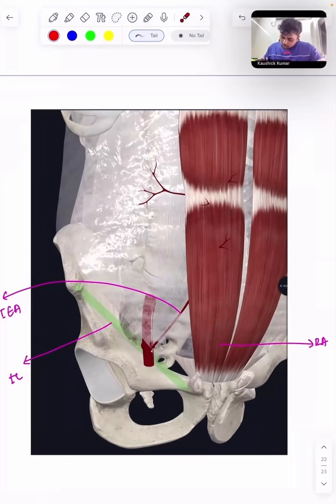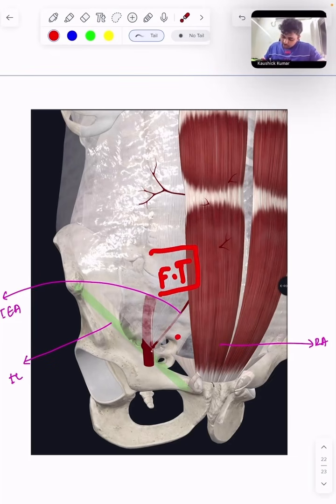So in this image, we can clearly see this is our rectus abdominis muscle, and this is our inguinal ligament. This is our external iliac artery, and arising from the external iliac artery is our inferior epigastric artery. This is our inferior epigastric artery, inguinal ligament, and rectus abdominis muscle. So this is our Hasselbach's triangle. So this white layer is our fascia transversalis.